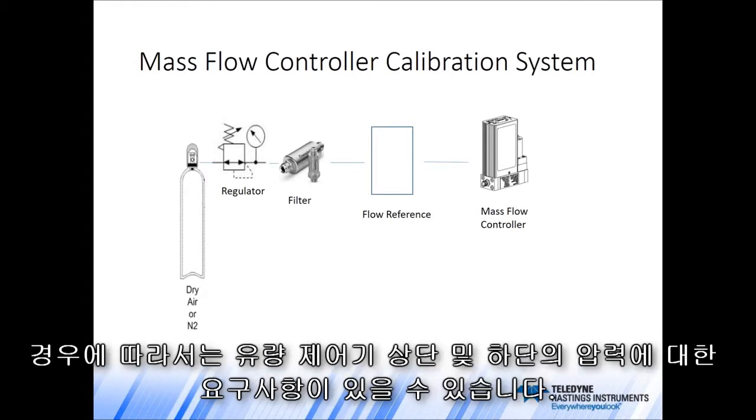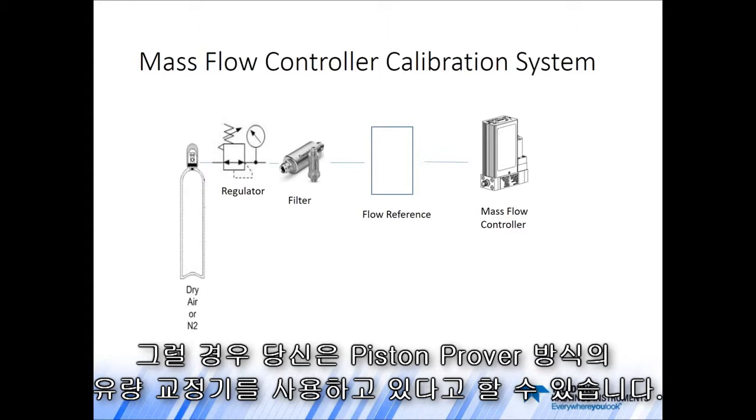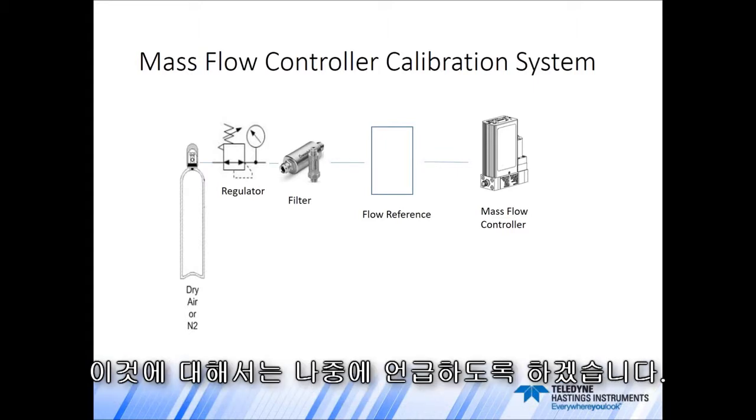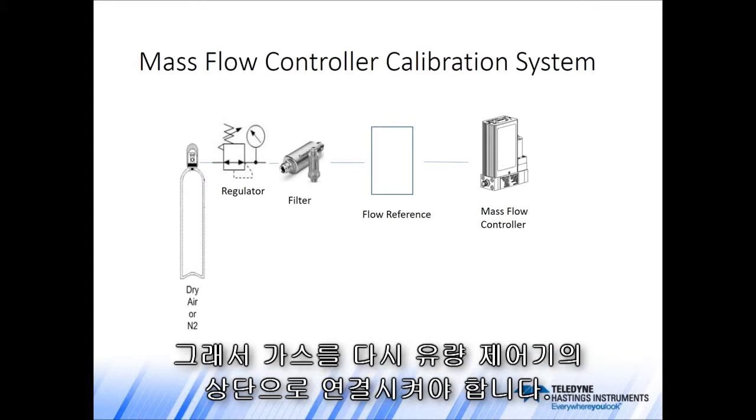Now, in some cases, there may be upstream and downstream pressure requirements for the flow controller. And that will require it to be moved upstream of the flow reference. Or let's say you're using a piston prover flow reference. We're going to cover that later. You will need that type of reference to vent to atmosphere. So again, the flow controller would need to be moved upstream.